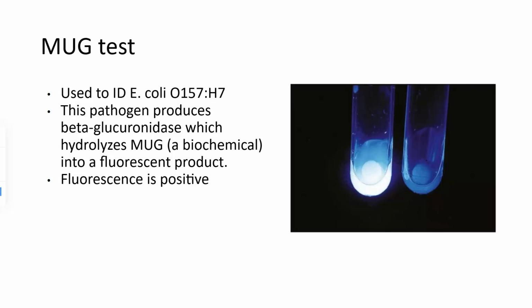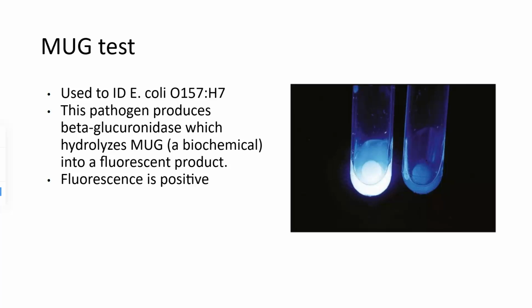So here's that MUG test. The MUG test is used to identify E. coli O157:H7. That pathogen produces beta-glucuronidase, which hydrolyzes MUG, and MUG is an abbreviation for a large biomolecule, and that hydrolyzes it into a fluorescent product.